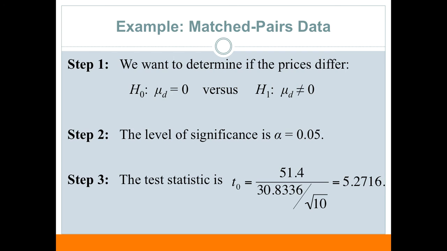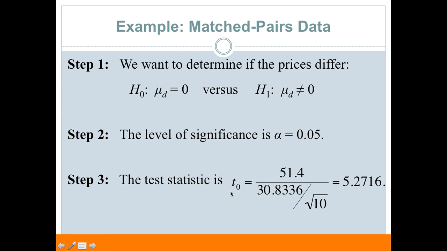So step one is to set up our null and our alternative hypotheses. The null hypothesis is that the mean difference is 0, and the alternative is that the mean difference is not 0. So again, this one wasn't left-tailed or right-tailed, it was just that the prices differ in some way. Now, the level of significance was just stated to be 0.05.